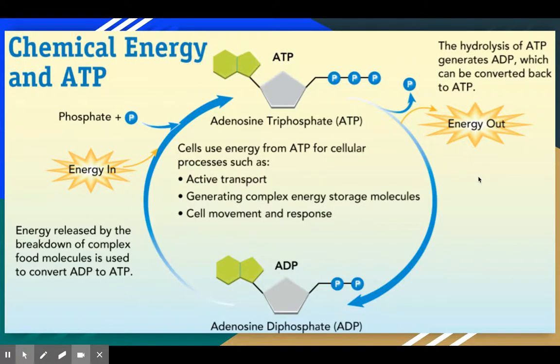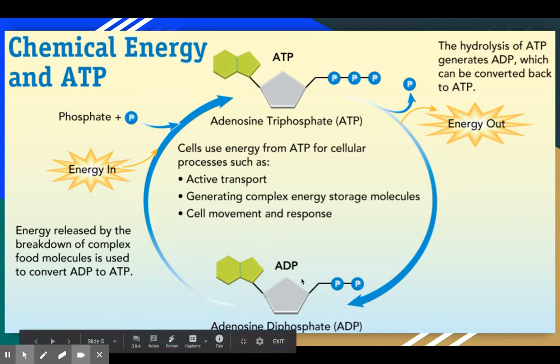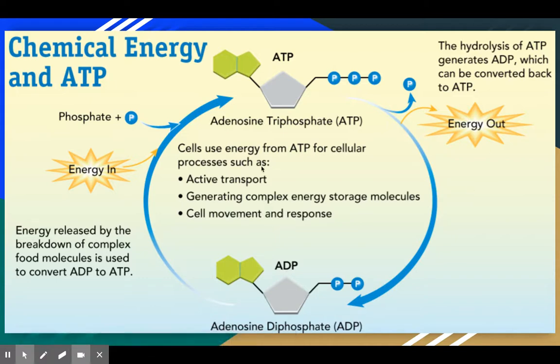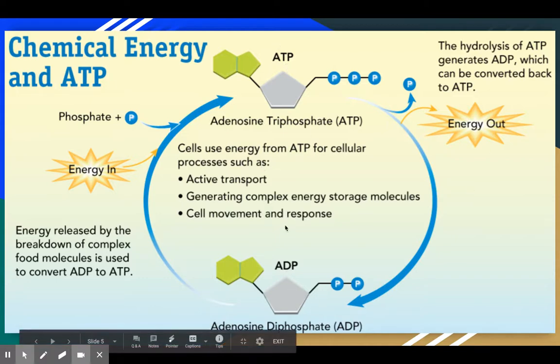And this image here shows us, how does ADP become ATP? Well, let's start off with ADP. Adenosine diphosphate, we have the prefix di, which means 2. It has 2 phosphate groups at the end. So notice how there's 2 P's right there.